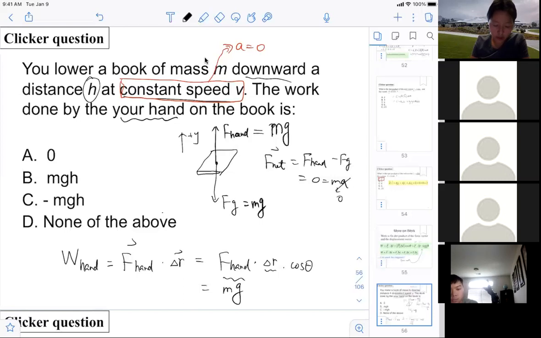And what is delta r? r is h. Delta r is going in which direction? Going downward. We're lowering it downward. So this is delta r. And the force by your hand is up. What is the angle between them?